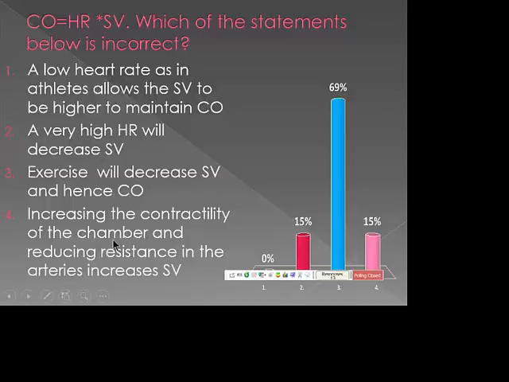Increasing the contractility of the chamber and reducing resistance. So you make it contract better and the pathway out is easier. That will help stroke volume. So this is a true statement. This one was the false statement. Exercise increases stroke volume and increases cardiac output, it doesn't decrease it.